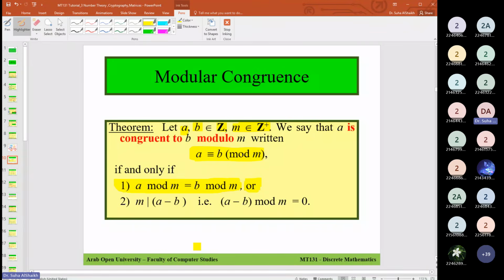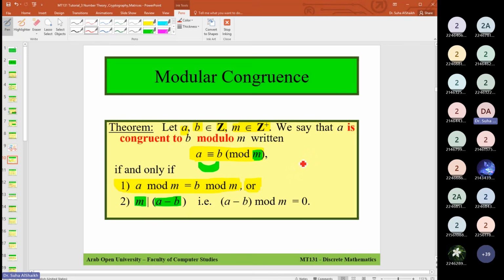What we're talking about here: when we have two numbers, we say they are modular congruent if A mod M, meaning the remainder of dividing A by M, is equal to B mod M, the remainder of dividing B by M. In this case, I'm going to say they are congruent. In other words, they are congruent if M divides the difference between A and B. See this M? It's dividing the difference between the two numbers A and B.